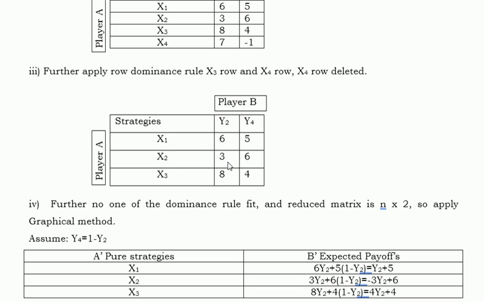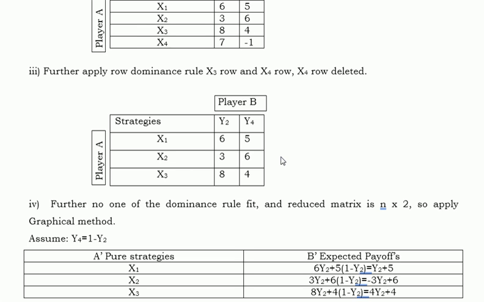Similarly, between x1 and x2, it does not fit. Even column-wise also, 6 greater than 5, accepted. But 3 is not greater than 6, it is not accepted. So the row and column dominance rule does not fit here.